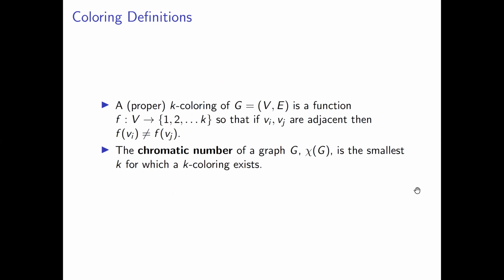And this is where we really start to get into the fun side of graph theory, okay? So a proper k-coloring of a graph is going to be a function that goes from the vertices to the integers 1 through k, so that if two vertices, vi and vj, are adjacent, then the colors, that number between 1 and k, are different on those two vertices. The chromatic number of the graph is going to be the smallest number k for which a k-coloring exists.